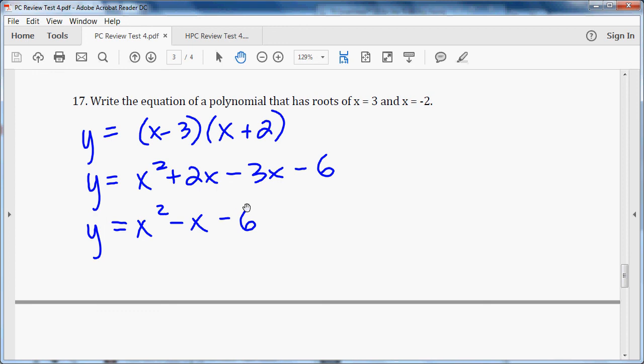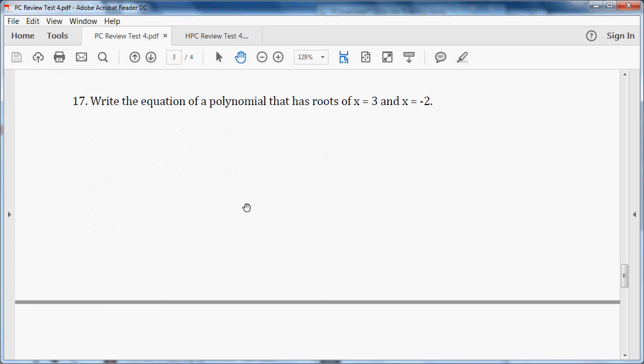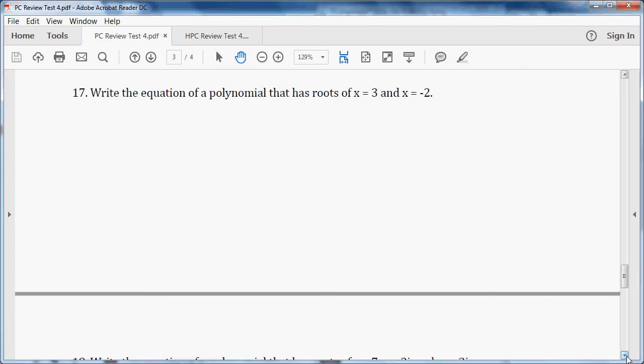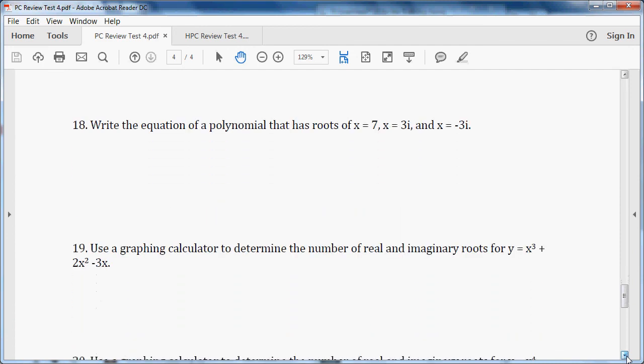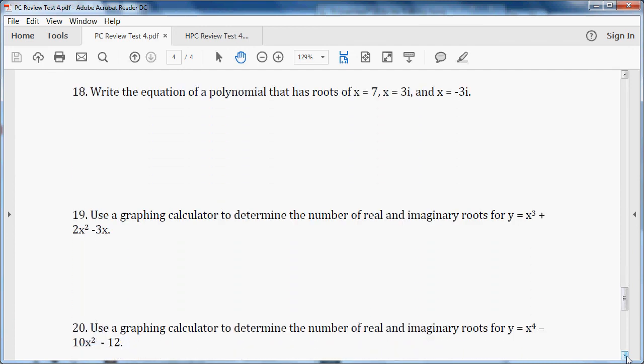Same type of question. It's number 18 here on the CP. It's number 20 on the honors. Similar process. We want to start by doing x minus each of the roots. So I'll do x minus 7, x minus 3i, x minus a negative or plus 3i.